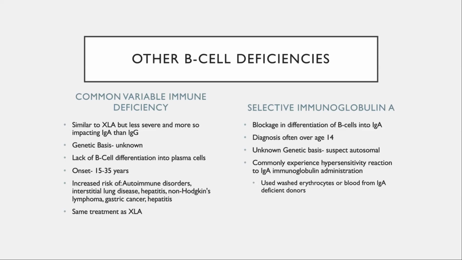Selective immunoglobulin A is another disorder that blocks the differentiation of B cells into IgA. The diagnosis is often over the age of 14, and there is a genetic basis, but again, that's unknown. Knowing patterns of how it's passed on, it is suspected to be autosomal. In this disorder, individuals commonly experience hypersensitivity reactions to immunoglobulin A administration. So if someone is receiving blood therapy, they need to have washed erythrocytes or blood from an IgA deficient donor.